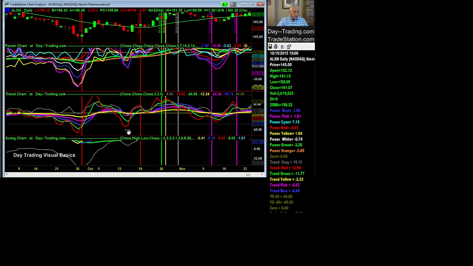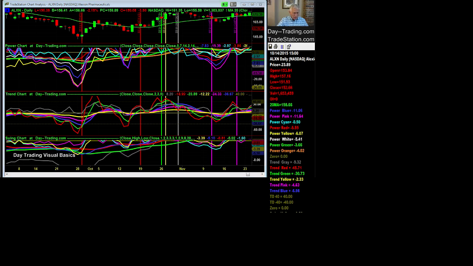You had your trend low angle up in your trend red, and you obviously don't see it on that day because your swing gray is still going down.